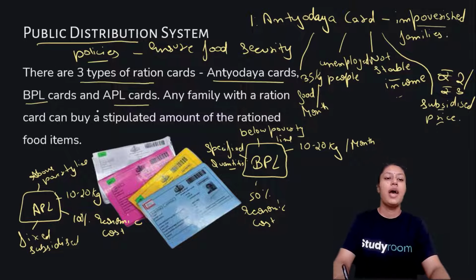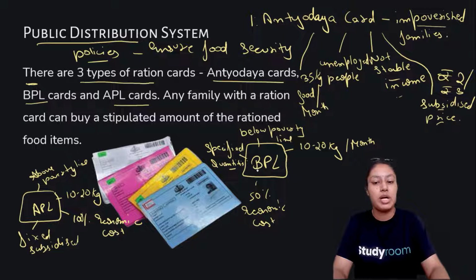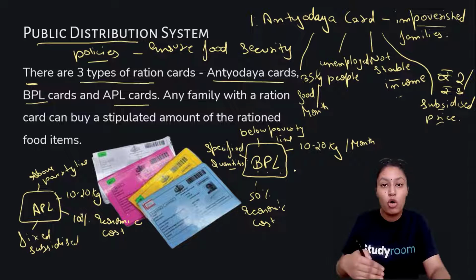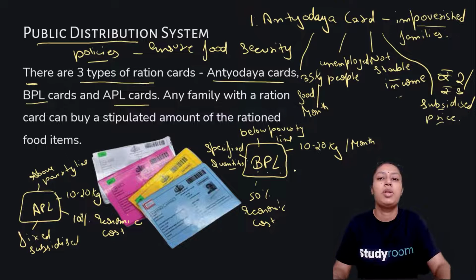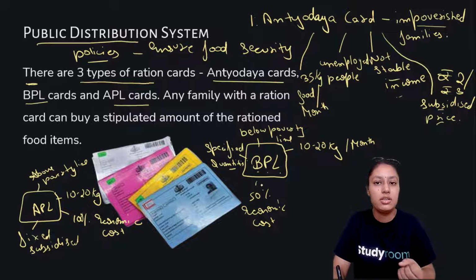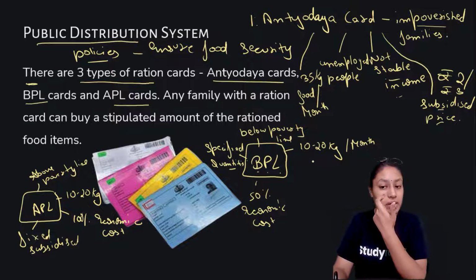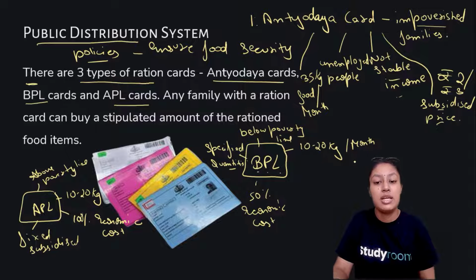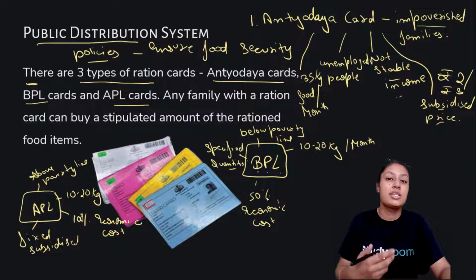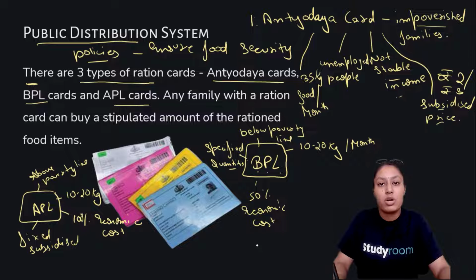Next we have BPL card. BPL card is below poverty line. Again, very literal from the name, BPL means people who are below poverty line. Only people below the poverty line are eligible for this card, and they get a quantity that has been set by the state government. So it differs from each state, and they get 10 to 20 kg per month, and they also get other staple food at 50% less economic cost. So if the price in the market is 20 rupees, they pay approximately 10 rupees for it.